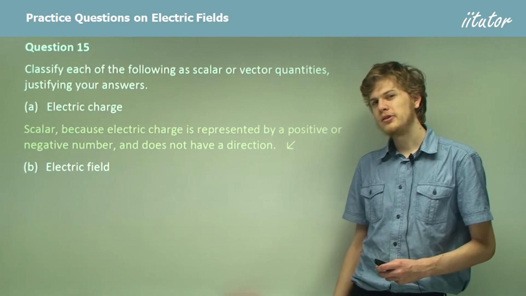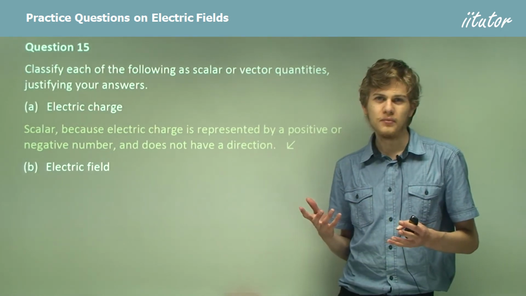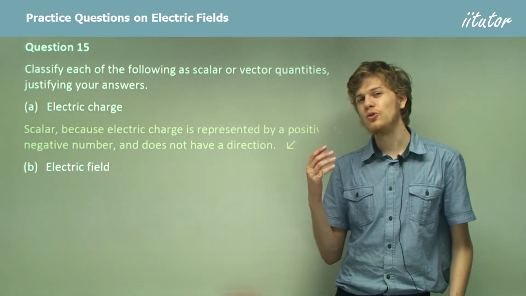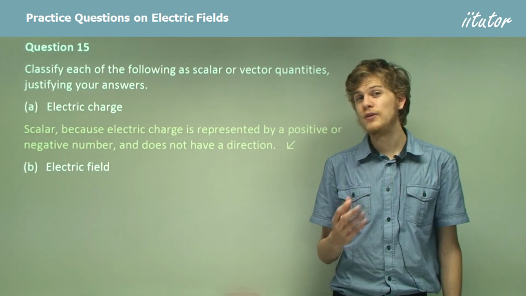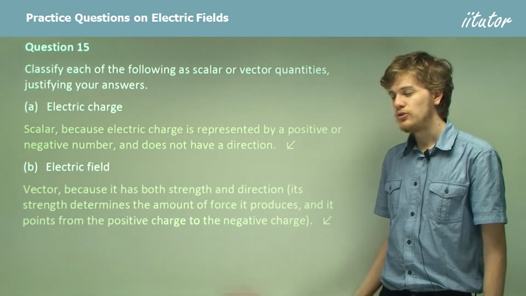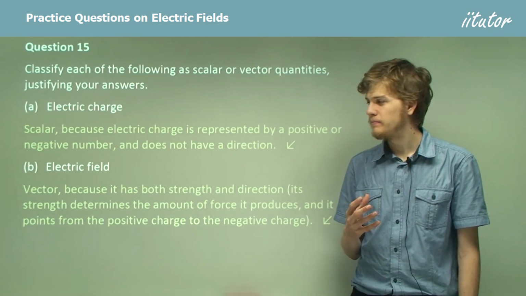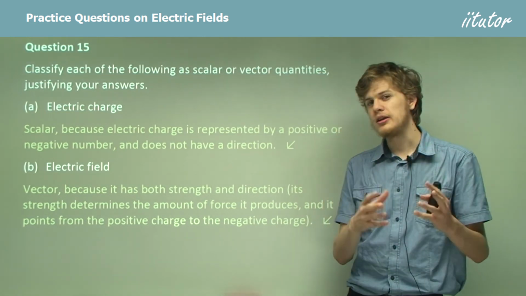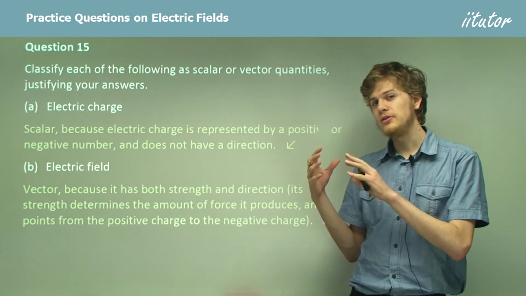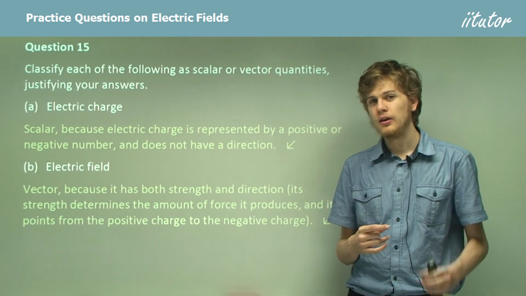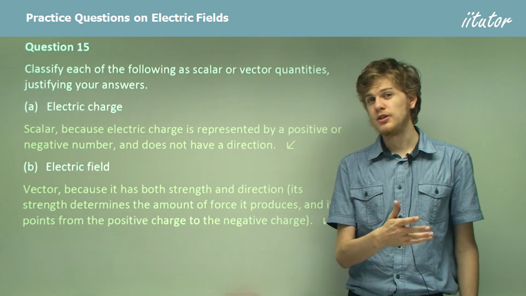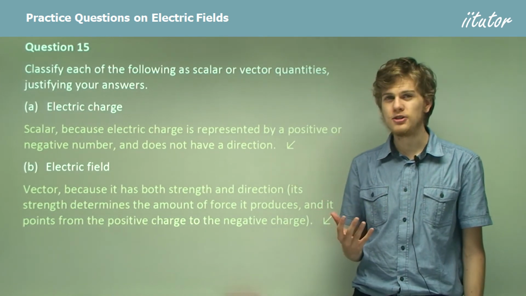Can this be represented just by a positive or negative number? No, in a diagram, we have to draw it with arrows. That means it must be a vector. So an electric field is a vector because it has both strength and a direction. It'll always point in the direction that a positively charged particle will move, which means it points towards negatively charged particles and away from positively charged particles.